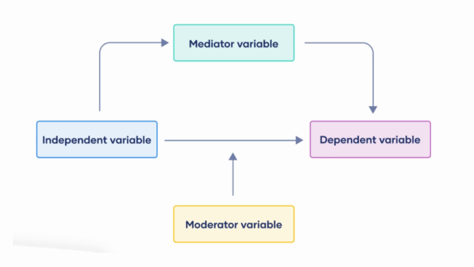So take a look at this diagram. You can think of a mediator as being in between two variables. In a mediation relationship, you can draw an arrow from an independent variable to a mediator, and then from the mediator to the dependent variable. In contrast, a moderator affects the strength and the direction of that relationship. In a moderation relationship, you can draw an arrow from the moderator to the relationship between the independent variable and the dependent variable.